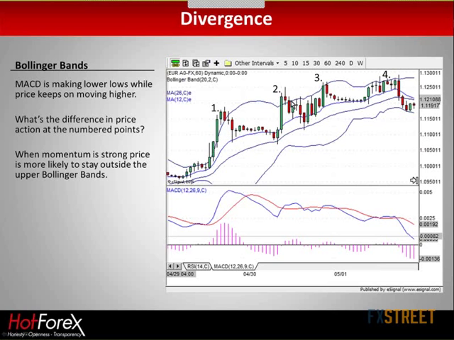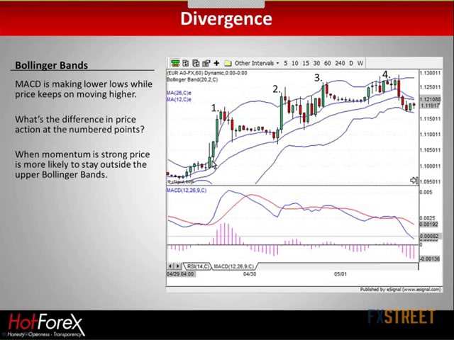Three candles almost outside the bands. Then we have one candle outside the bands. Then we have just one close and a couple of high values. And then on the 4th point, we have only the spikes outside the upper Bollinger Band. Okay, that tells you that the momentum is slowing down. It basically confirms the message that we get from the MACD.